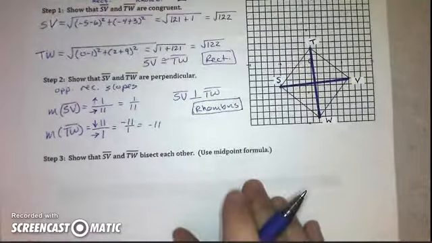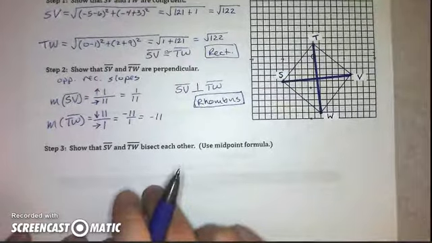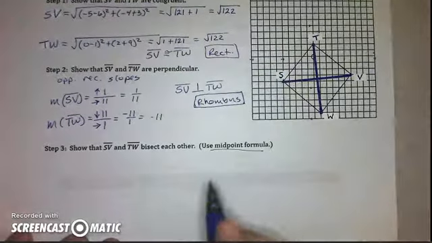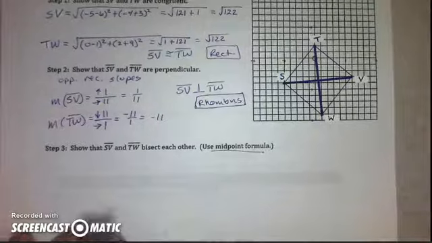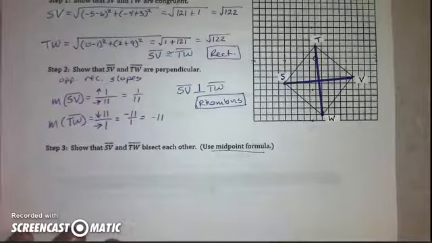Okay. And then we're going to check to see if they bisect each other using the midpoint formula. And actually, that's where we'll stop the video. We're just about out of time. And so we'll do that step three in class.